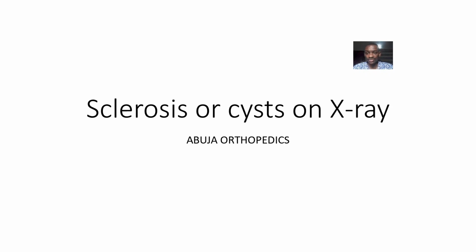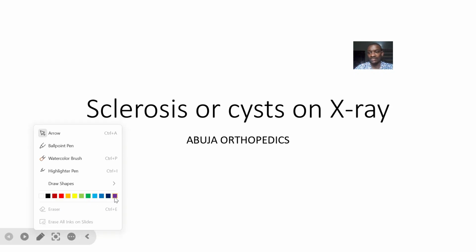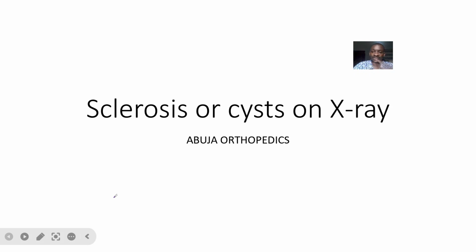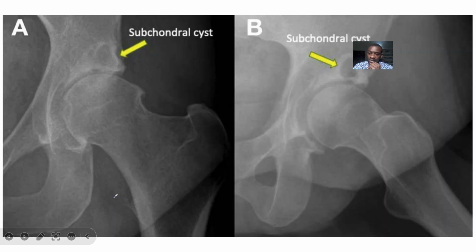Alright, so we're getting to look at another X-ray feature of bone issues. This is what is known as sclerosis or cyst. If you see them on X-rays, how would they actually look? So for sclerosis or cyst, you could see that this one is what?